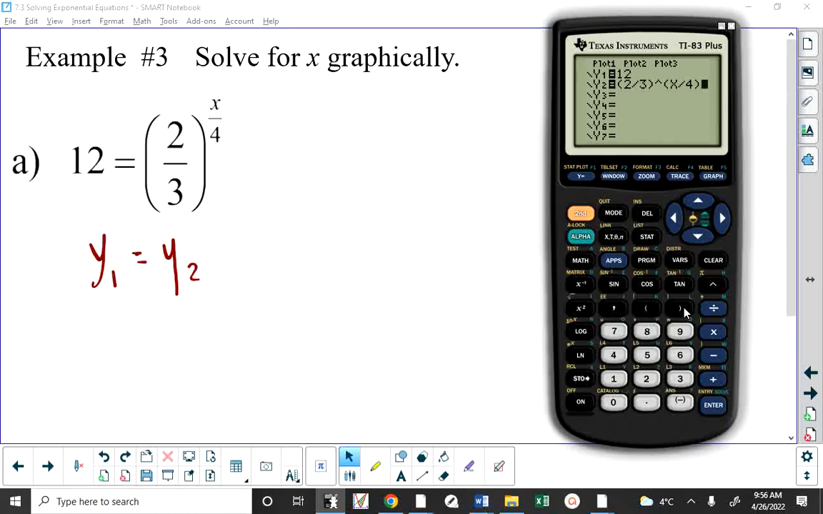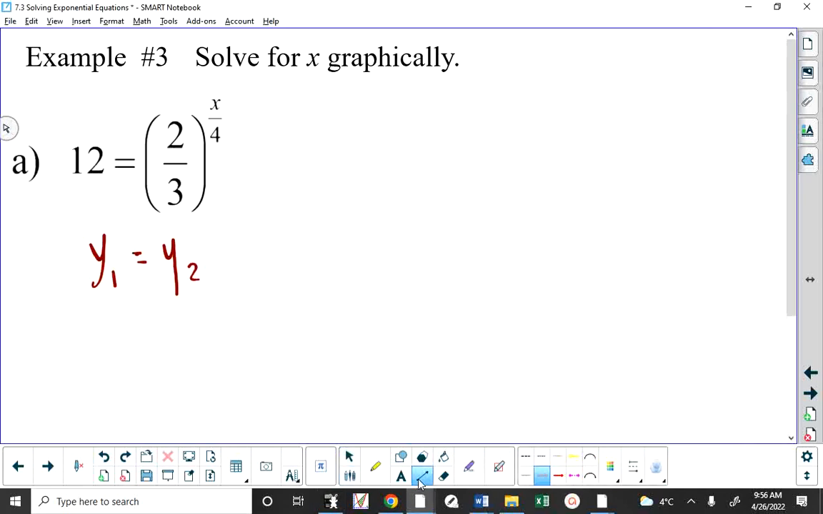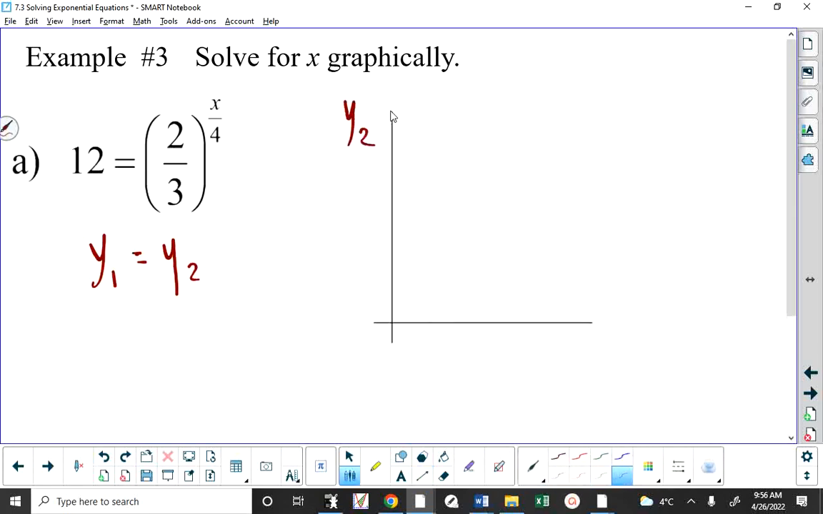First of all, if y1 is 12, then in our window settings, we need to go up to at least 12. So for my y min, I'm going 0. For my y max, I'm going 15. When I look at the right-hand side of this, this is an exponential function with a base of 2/3. y2, we learned this on the first day, will be a decreasing exponential function. So it will be entirely above the x-axis.